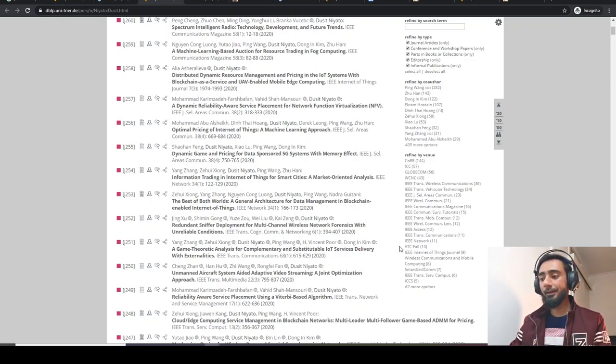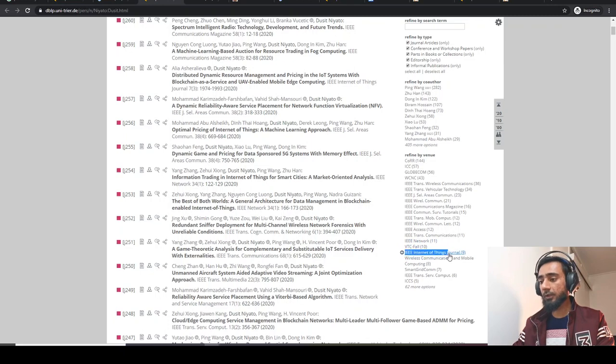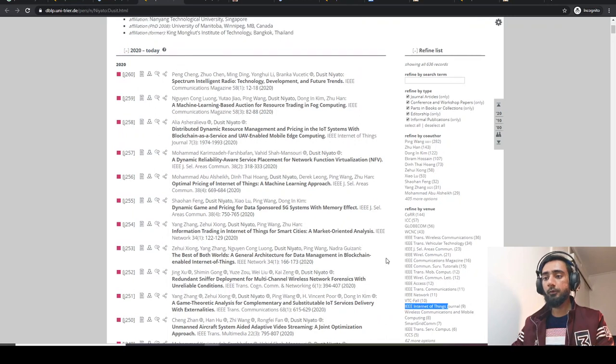Similarly, you will also check whether he's publishing some good surveys, or what are his top journals apart from these transactions. So apart from these transactions, he's publishing in IEEE Wireless Communications, IEEE Communications Surveys and Tutorials, which is the top ranked journal of IEEE surveys, having an impact factor of 23. And then he's publishing in IEEE IoT Journal. So it means that he has a very good profile. So you can also search the number of journals or number of transactions.